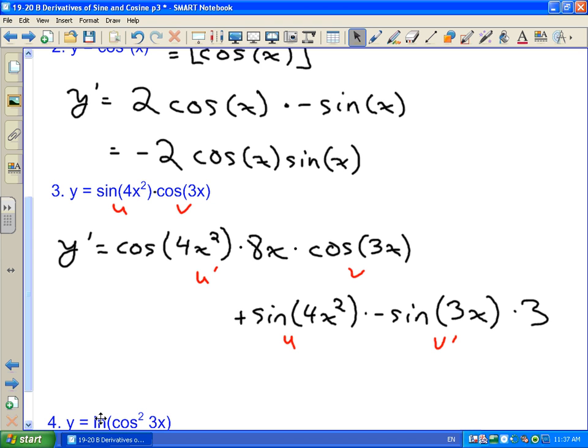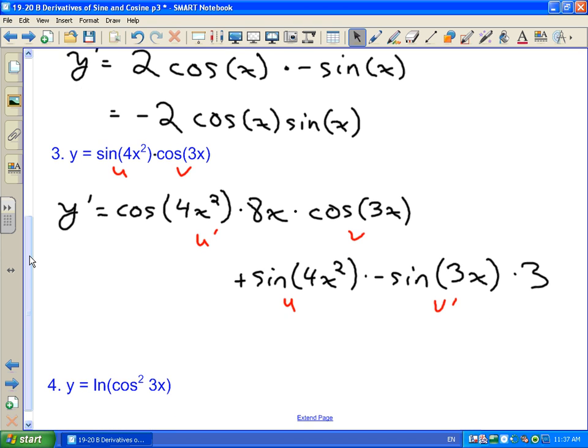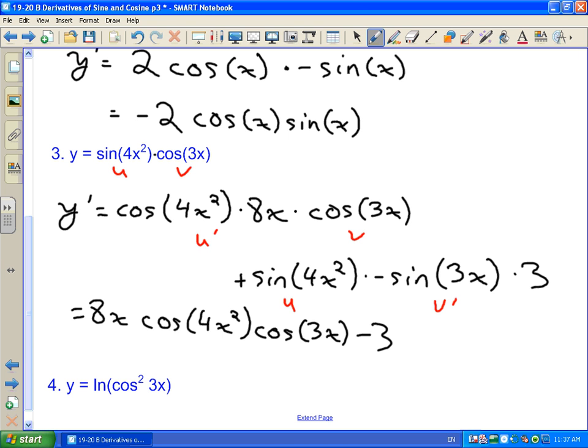Okay, and now we would try to clean this up a bit. We would look for things that we could factor out. We've got cos and cos in our first term and sine in our second term, so we can't really simplify this too much, but I'm just going to write it as 8x cos 4x squared cos 3x minus 3, because we've got the minus on the sine, we've got the 3 as our coefficient, sine of 4x squared sine 3x.